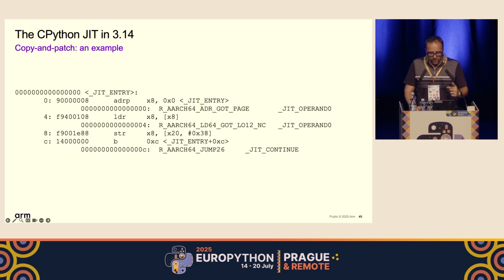And this is what the JIT wrapper for set IP looks like after it's compiled, but before it is patched. It's a short sequence of arm64 instructions that implement the core behavior of set IP, update the frame's instruction pointer, and jump into the next micro-op.